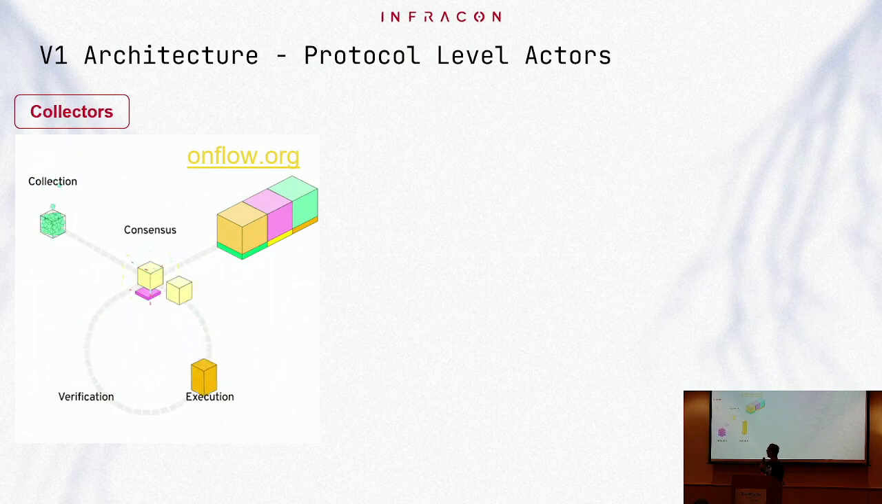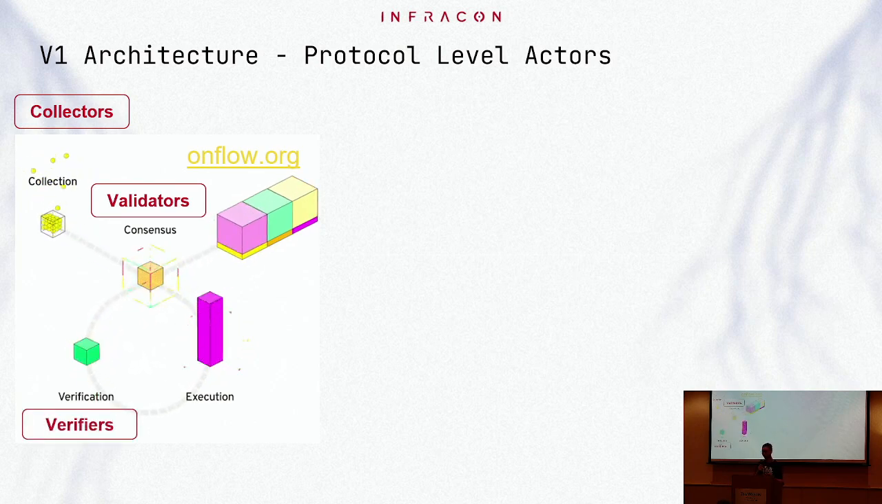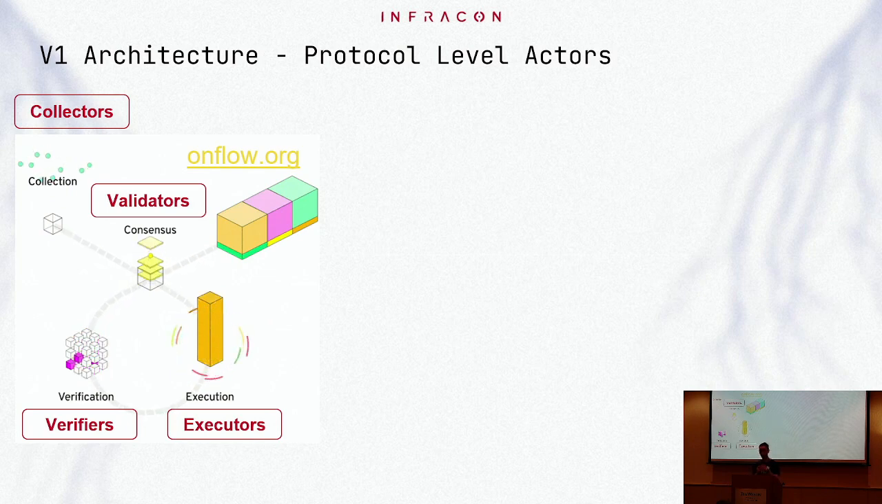But the thing that's interesting is, look at all of these actors that they have, protocol level actors. They have collectors, they have validators, they have verifiers, and they have executors. All of these protocol level actors are necessary in order to efficiently execute smart contracts at the L1 layer.